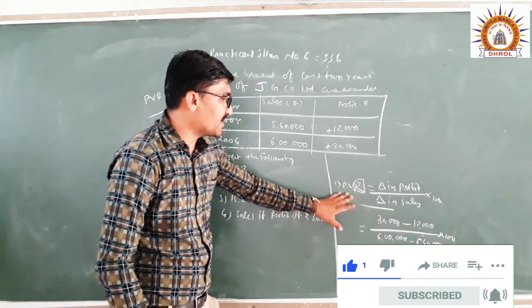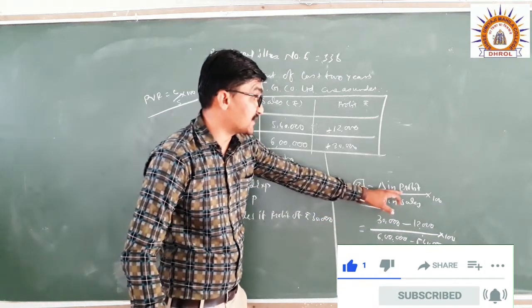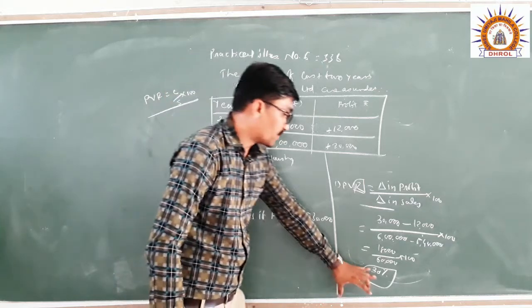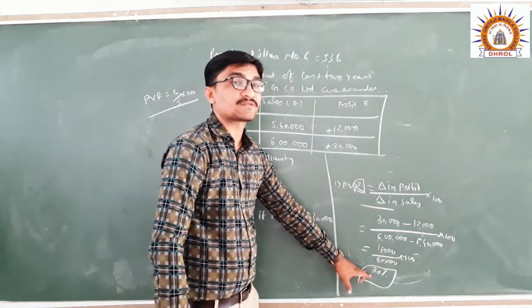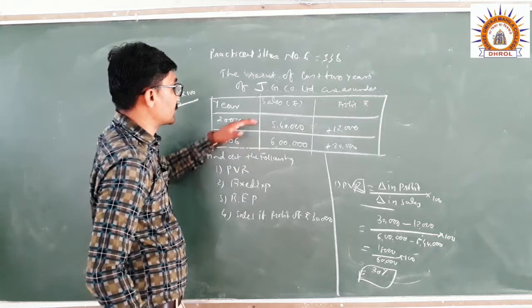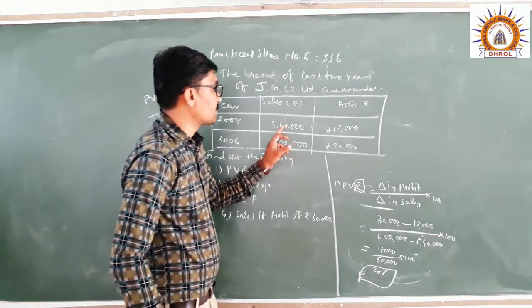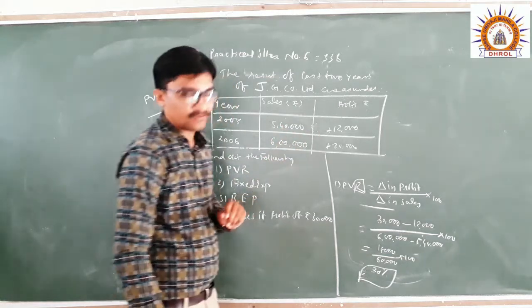The PVR stands for the relationship between the changes in profit and the changes in sales. So the PVR is 30% in 2006 as compared with 2005. It means the relationship between selling and profit amount.